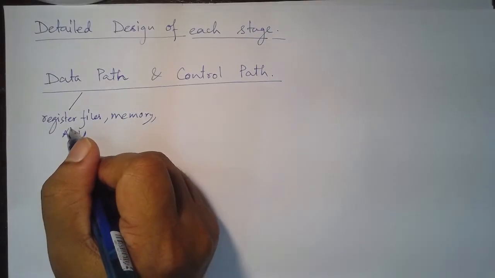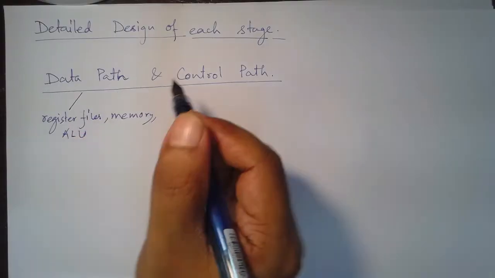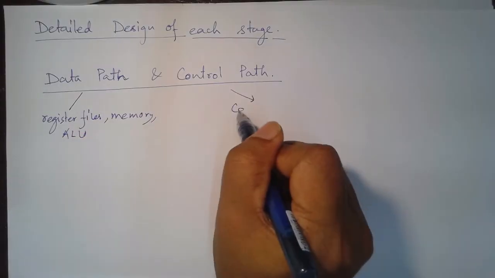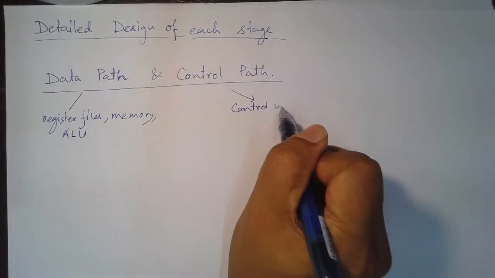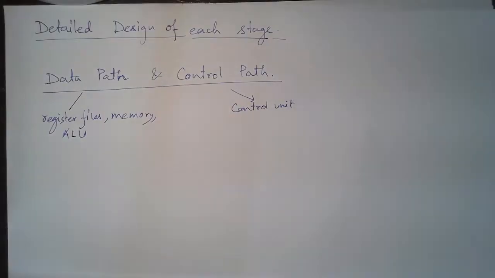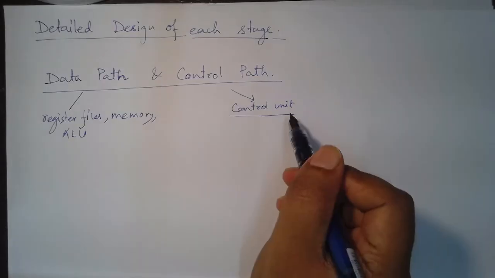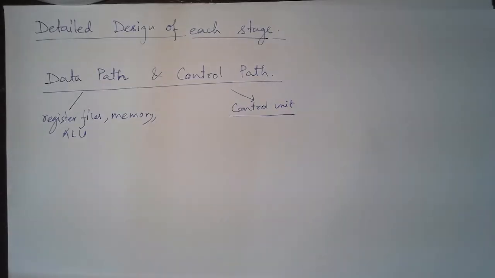Whereas the control path primarily contains the control unit, and the interconnect switch passes those control signals to different appropriate locations, so that instructions etc. can be appropriately selected. So, movement of instruction, movement of data, those things are controlled by the control unit. All right.